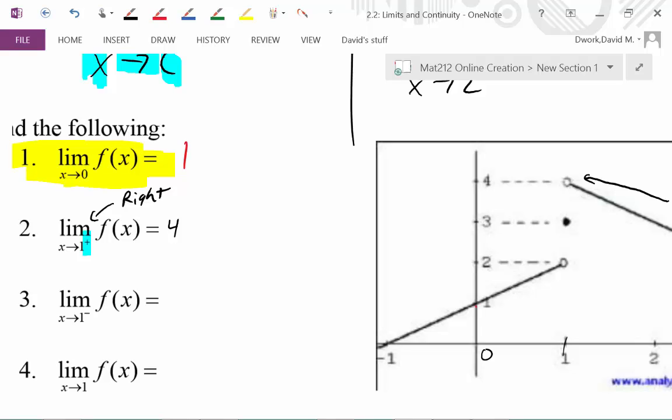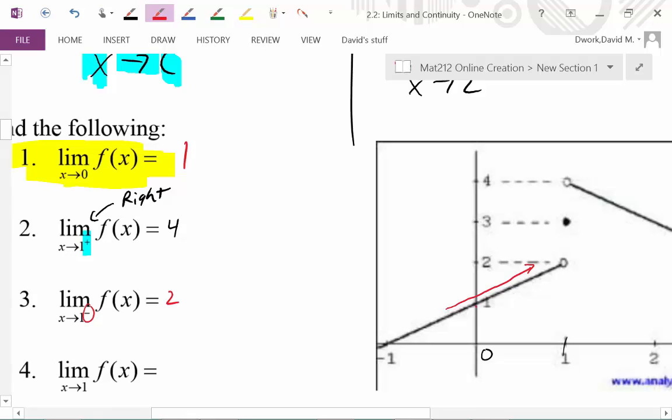Okay, so now hopefully you've unpaused the video. Let's go ahead and I'll do it with you. Because it's a negative sign, that means where are your negatives? Negatives are on the left. So as you come from the left-hand side of your point, what y value does our graph seem to be approaching? Well, it seems to be approaching the value of 2. So therefore it has a limit of 2.